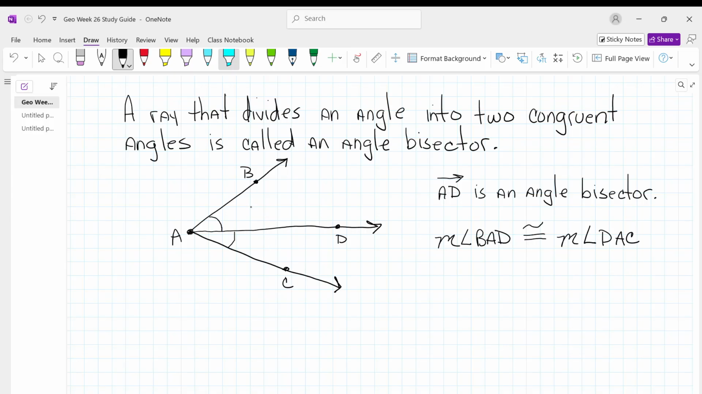So if this angle up top is 40 degrees, what's the measure of angle DAC? 40 degrees. Congruent angles have the same measure.